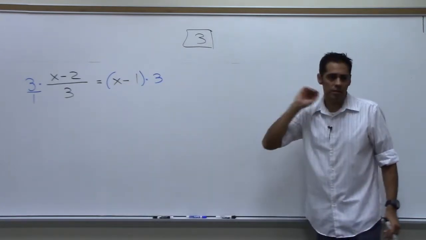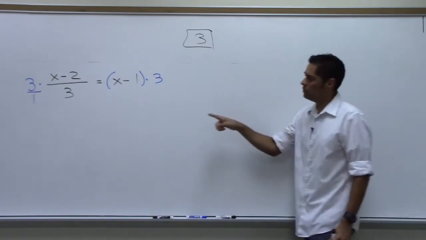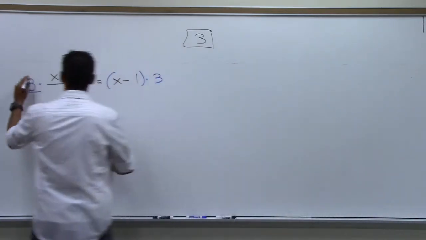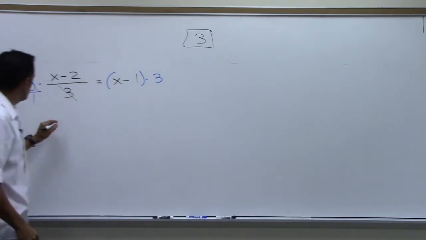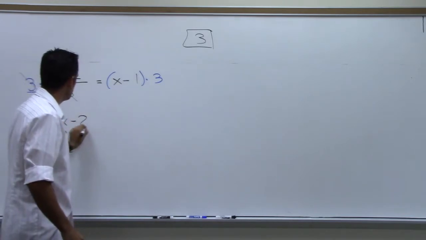Now tell me what I can do on the left side. I can cancel these 3's out. That's the whole point of us coming in with a 3, is that these are common factors now. I can cancel them out, and I've removed the fraction completely. So I just have the x minus 2 that's left. Any questions on that?